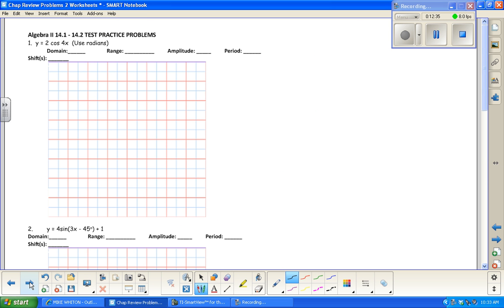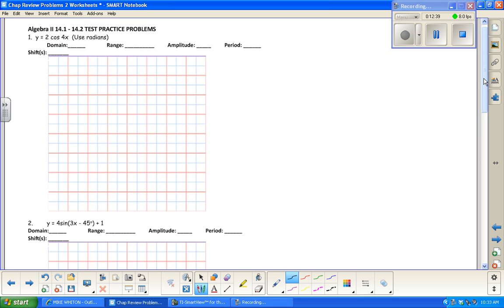Sorry, this printed a little small. Hopefully it's viewable here. Just some basic graphs, not word problems or anything. So let's set this up. I don't really like how this graph paper looks, but we'll do our best here. So the equation is y equals 2 cosine of 4x, and it wants you to do it in radians.